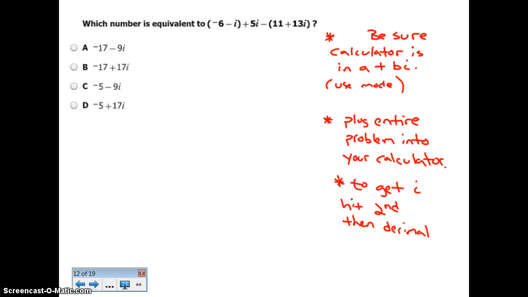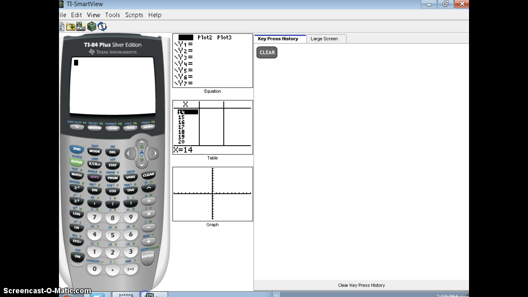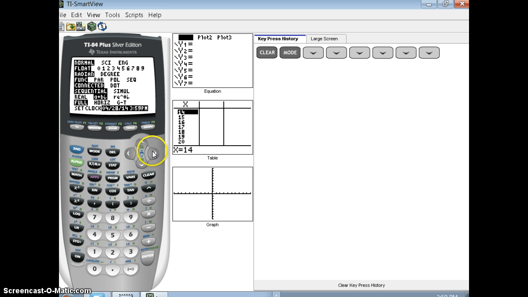The first thing that you want to do on your calculator is be sure that it's in a+bi mode. So here's what you're going to do. On your calculator, you want to hit mode and then go down and make sure that a+bi is highlighted. Okay, the default calculator will have real highlighted. You want to have a+bi highlighted, which this one already is, but you want to make sure that that's there so that these calculator strategies will work. So once that's done, we'll go back to the original problem.